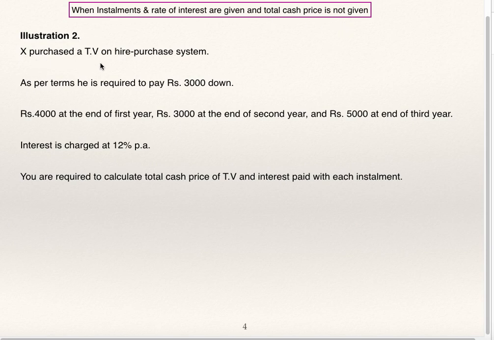X purchased a TV on hire purchase system. As per the terms, he is required to pay 3000 down. Down payment is 3000. Rupees 4000 at the end of first year, 3000 at the end of second year, 5000 at the end of third year. These are installments: 4000, 3000, 5000. Interest is charged at 12% per annum. You are required to calculate total cash price of TV and interest paid with each installment.